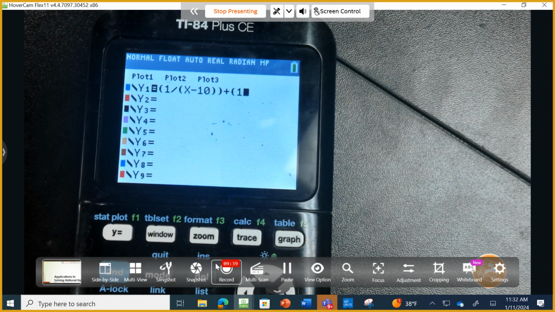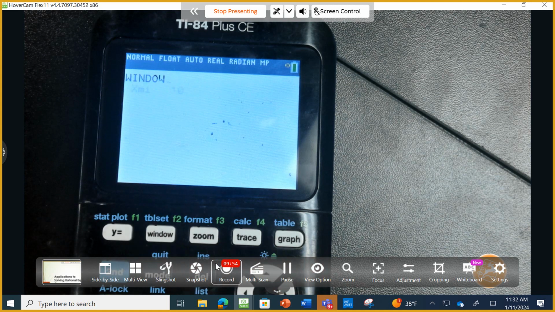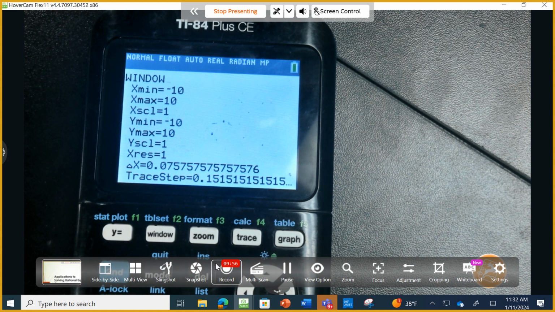Plus 1 divided by x. Now, on the right-hand side of the equal sign, it was 1 divided by 12, I believe. Let's go back up to Window now. Don't hit Graph. Please go to Window is next. Please hit Window.